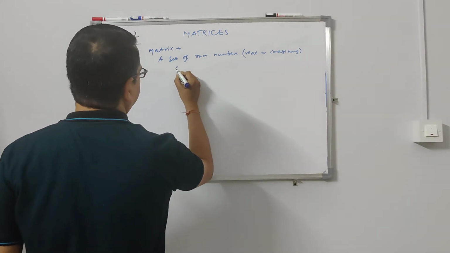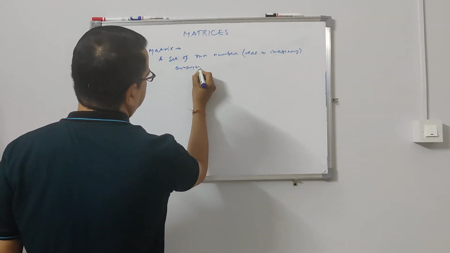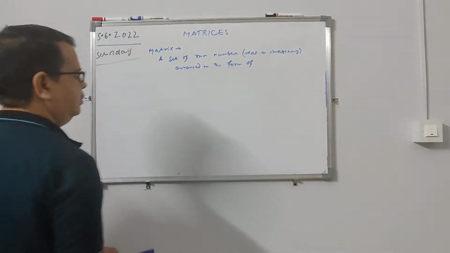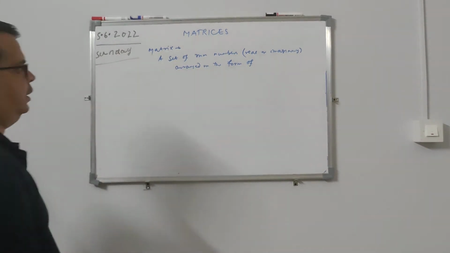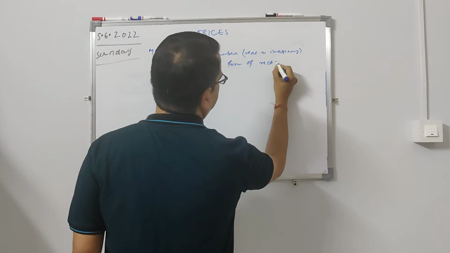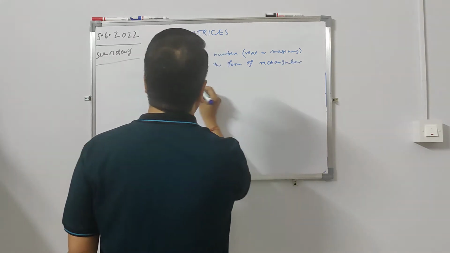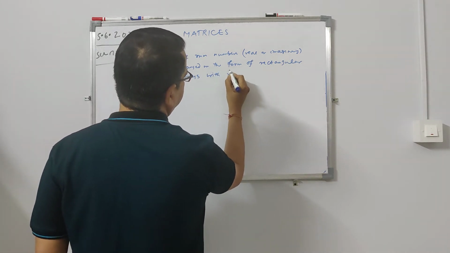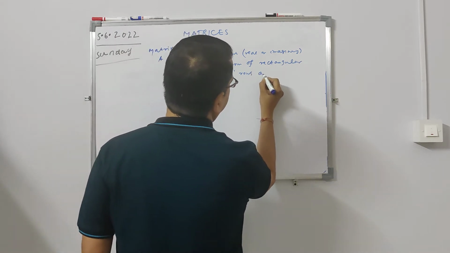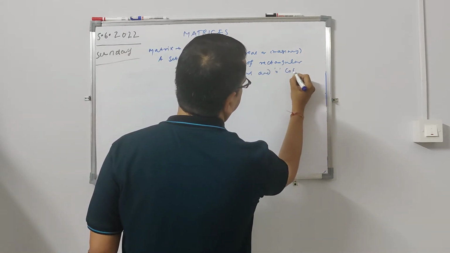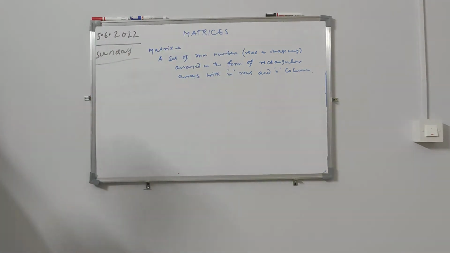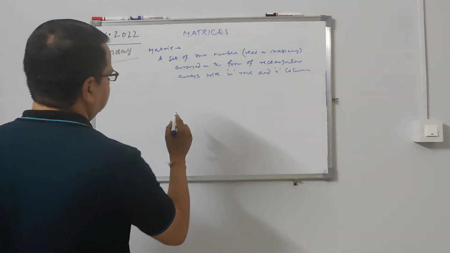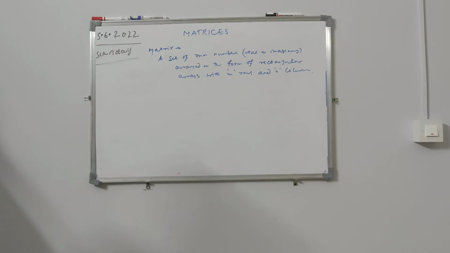So how are they arranged? They are arranged in the form of a rectangular array with m rows and n columns. So it's a set of mn numbers, okay? So it is m rows and n columns, okay?